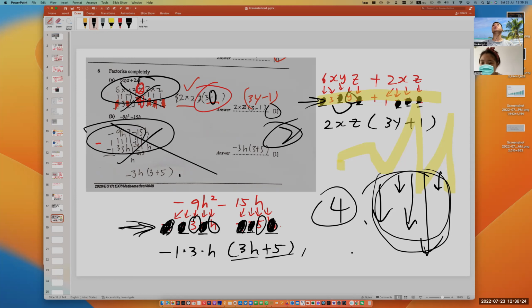This is what I call you dig holes and you jump into it. Or maybe I shouldn't use the word hole. You dig your grave and you jump into the grave and you bury yourself. You lose 2 marks. You lose 4 marks already. Just out the question. You lose 1 grade. And you know you cannot lose 4 marks. Every mark counts for you.